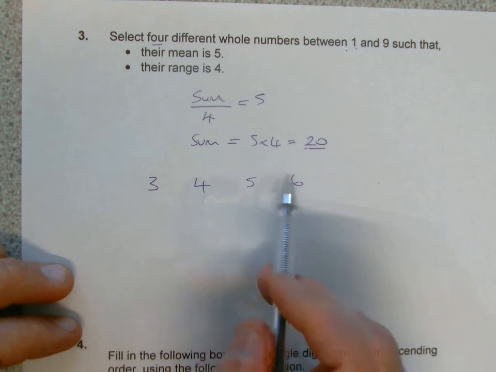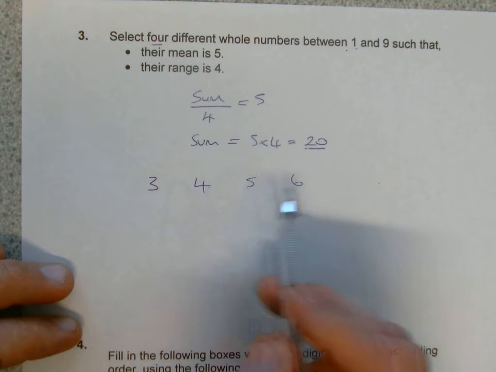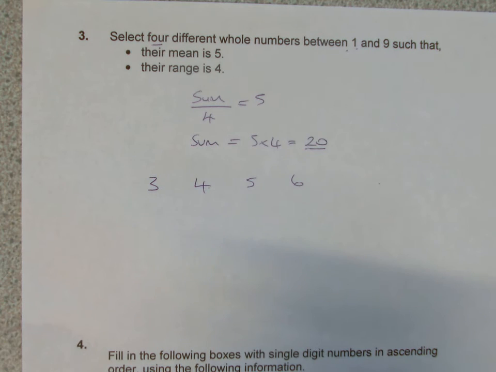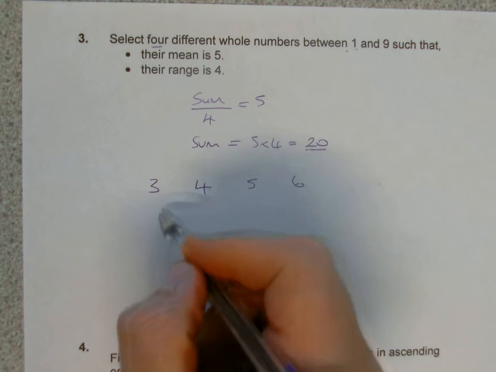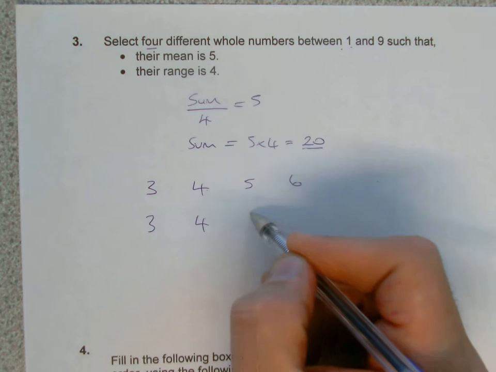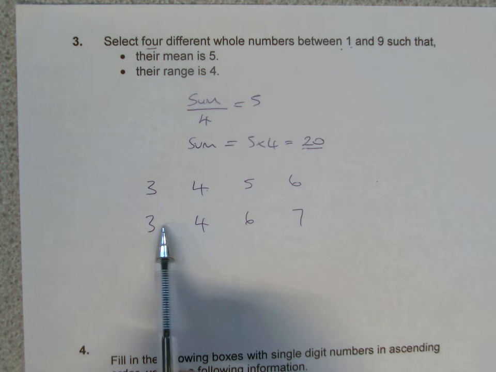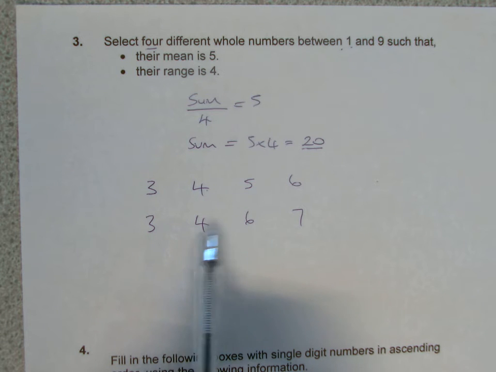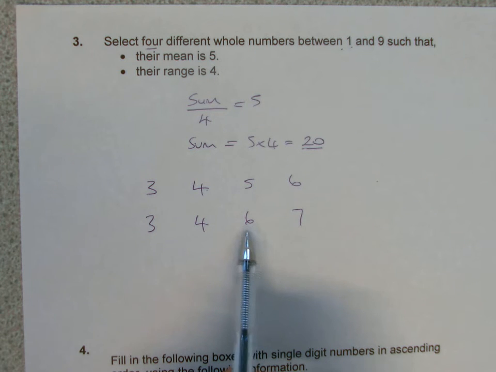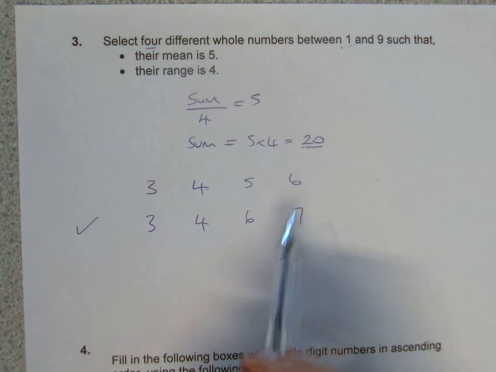Now would that work if we add them up? 3 plus 4 is 7, plus 5 is 12, plus 6 is 18. That doesn't work, no good at all. So maybe we'd go 3, 4, 6, and 7. Now let's see if this works. 3 plus 4 is 7, plus 6 is 13, plus 7 is 20. That works. That's great. They add up to 20.